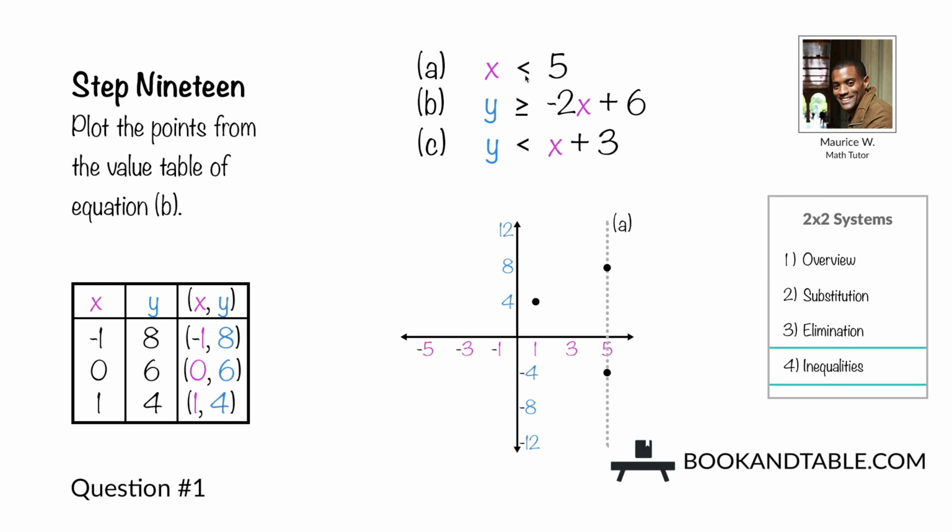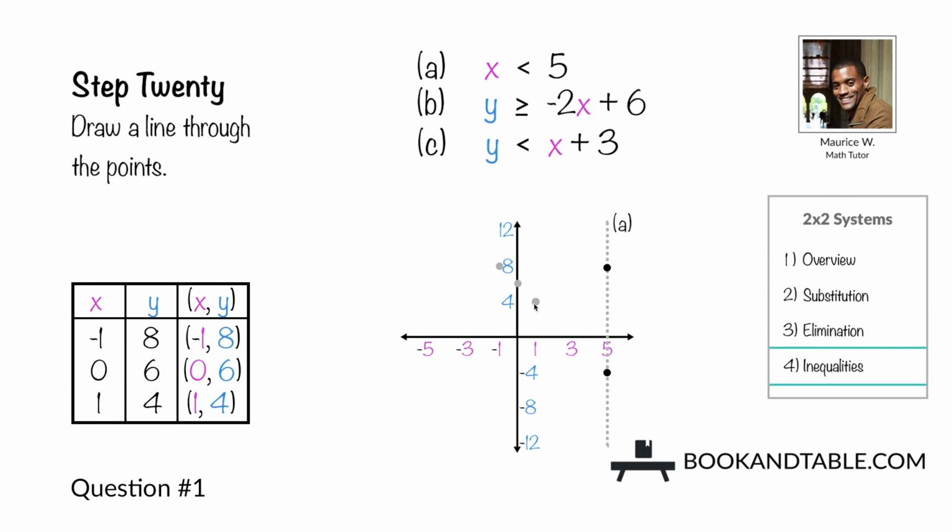And now step 19, we can plot the points from the value table of equation B. The first point is negative 1, 8, 0, 6. And the third point is 1, 4. And now with these 3 points, we'll be able to sketch the line for inequality B. So step 20, draw a line through the points. And it's a solid line since in the inequality it's greater than or equal to.